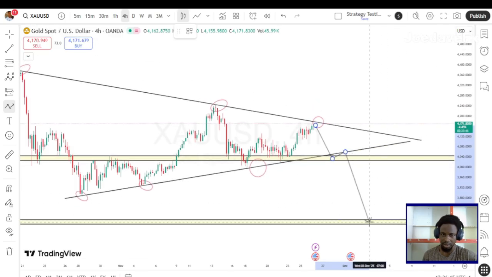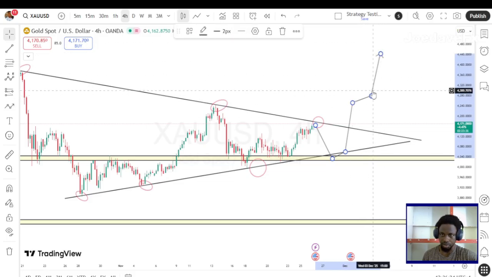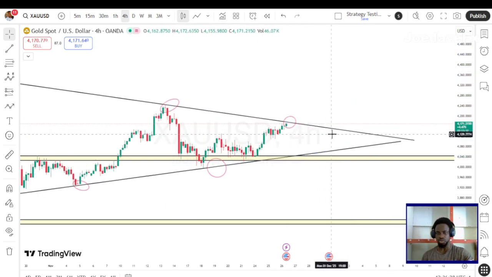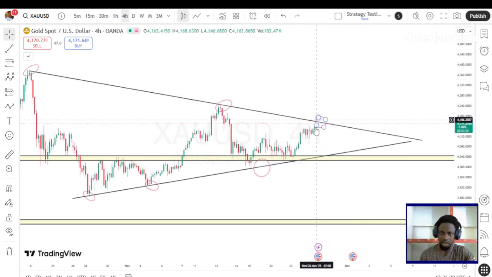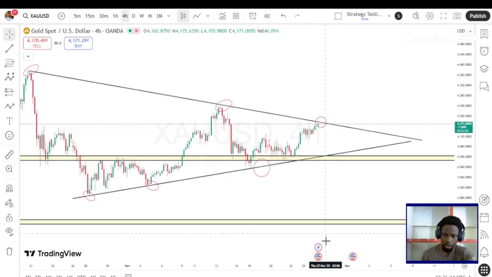Let me just show this area. I'm expecting it to drop, or go back inside here, test this area, and then continue going up. So those are the two possible things I'm seeing on gold. But on this top touch of this zone here, I'm expecting a drop. That's exactly what I'm expecting.